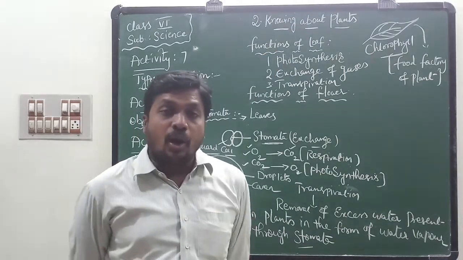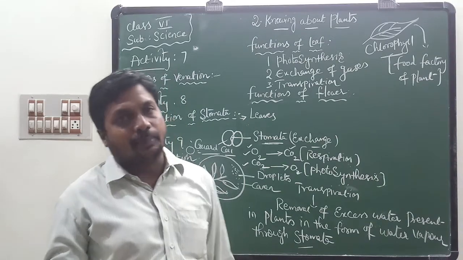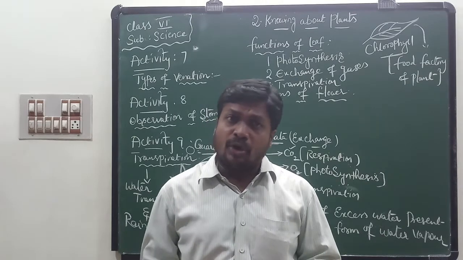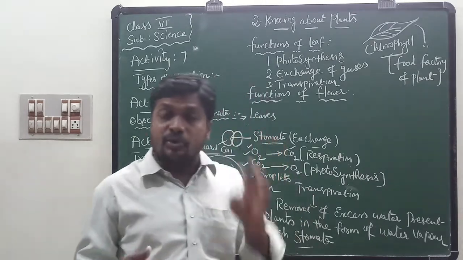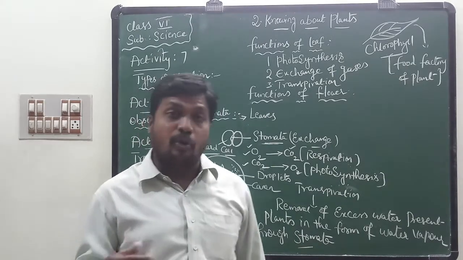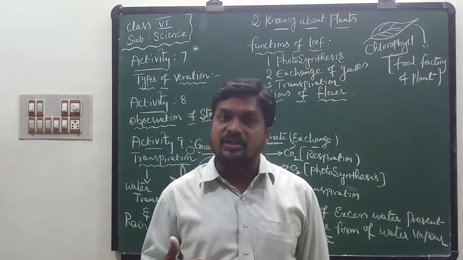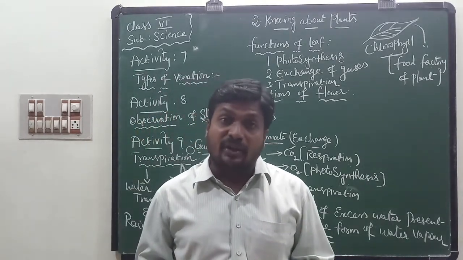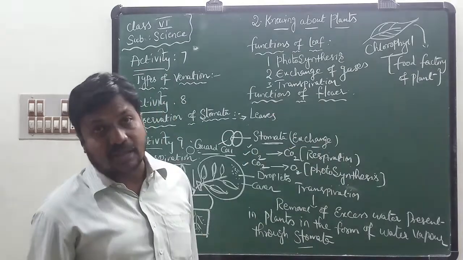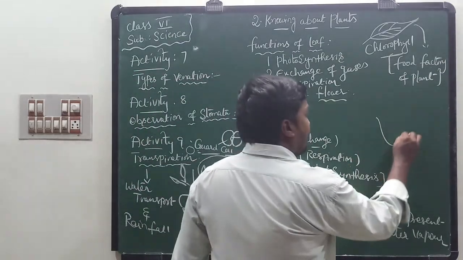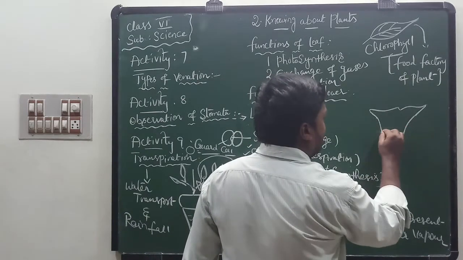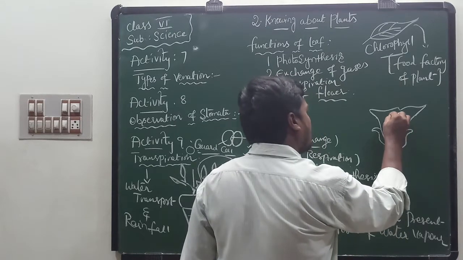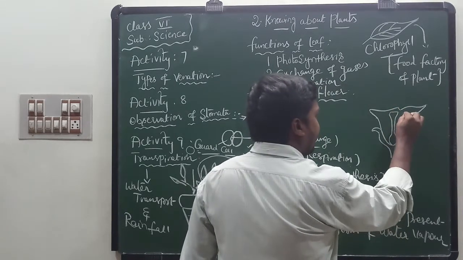Now I will explain about one more major part in plant, that is called flower. Already I explained about leaf, stem, and roots, and also the functions of roots, stem, and leaf. And also I explained about modifications of roots and modifications of stem. Now I will explain about functions of flower. I will draw a simple diagram of flower which shows the functions of flower. See, this is a flower.